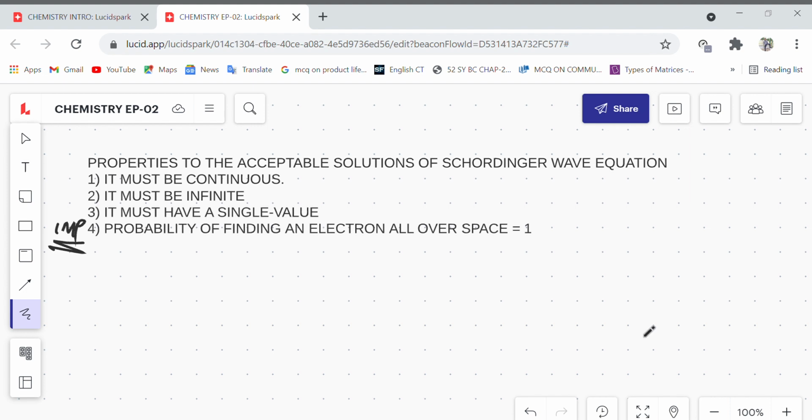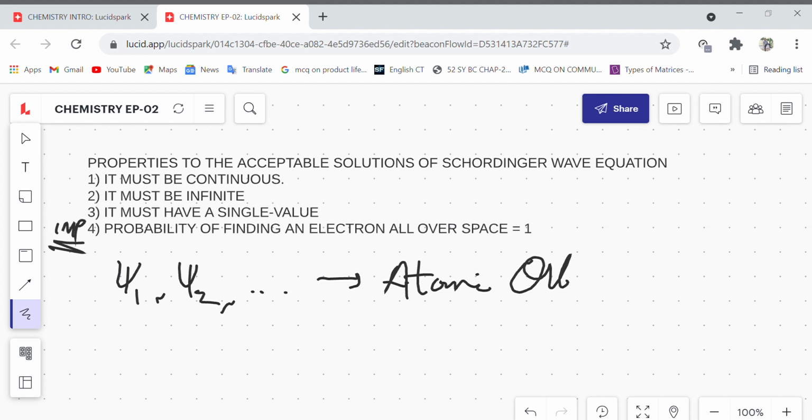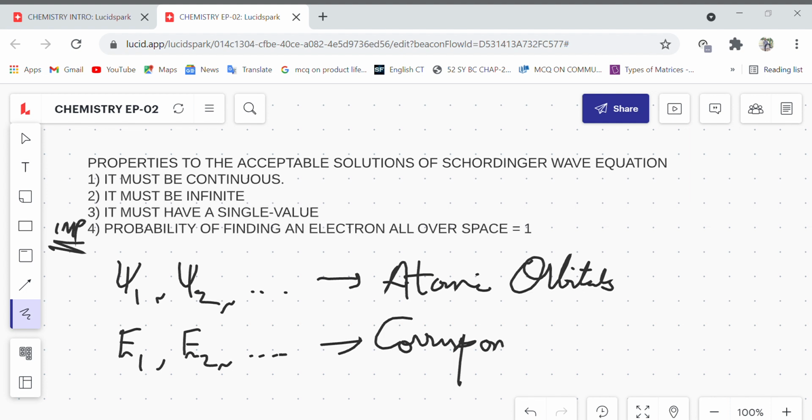Then we can say that psi1, psi2, dot dot dot, these are all atomic orbitals, and E1, E2, dot dot dot, these have corresponding energy. So these are three basic properties.